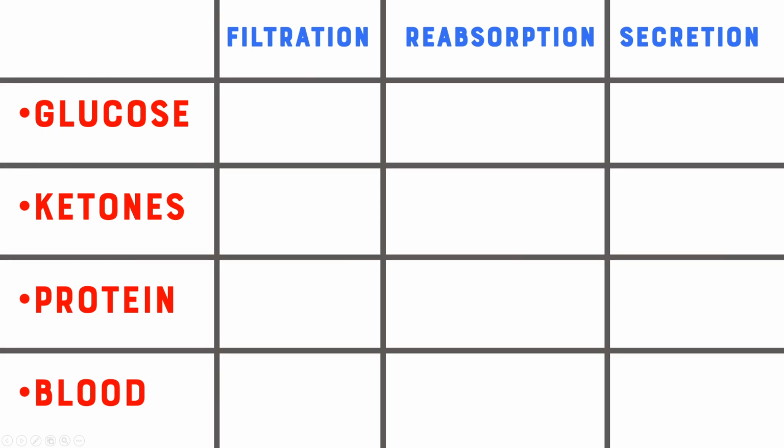We do not worry about secretion, because none of these four undergo secretion, so we are away from that. We'll use the analogy of the size barrier and charge barrier to try to understand what happens to each of these abnormal components.